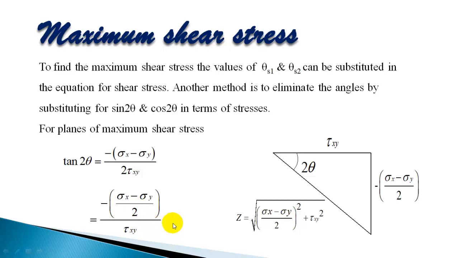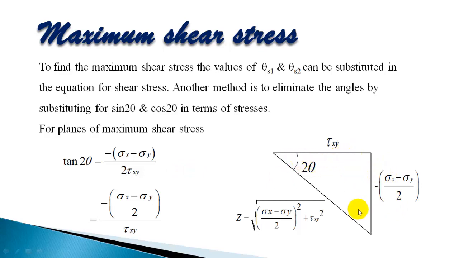Now you can construct a triangle which satisfies this expression. I have drawn a triangle here. Tan 2 theta from this triangle will give the same expression: tan 2 theta is equal to minus (sigma x minus sigma y) by 2 divided by tau xy. So this triangle satisfies this expression, and from this you can solve for cos 2 theta and sin 2 theta.